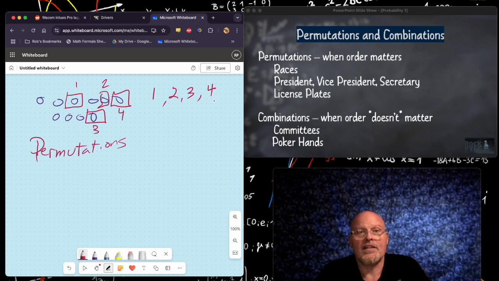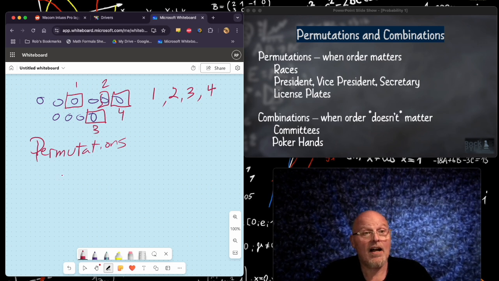Right? Other examples are when you have a race. Obviously, the Olympics gives out first, second, and third place. President, vice president, and secretary, instead of creating a committee, if you're voting for the president, the vice president, and the secretary, then which one is which does matter. And then license plates. ABC is different than CBA in a license plate, and so that's where order matters.